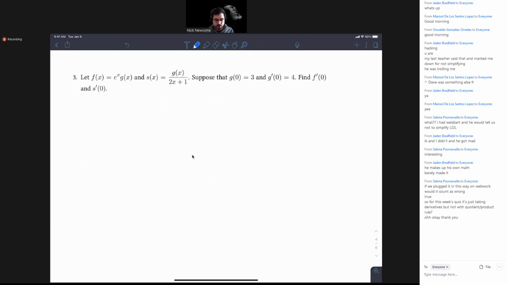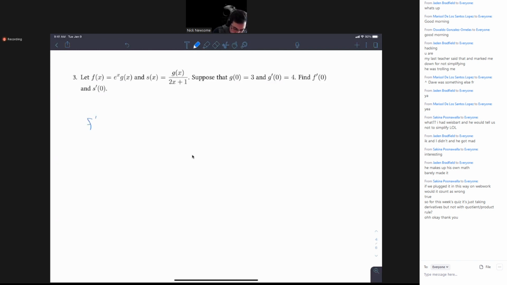Now we'll move on to number 3. So we have a similar kind of problem to what we did before. We're given this function f and this function s written in terms of this function g. We don't know what the function g is, but that's okay, because we know what it does at 0. And we're asked to figure out f prime and s prime of 0. So we're going to do the exact same thing, except here, instead of a general quotient and a general product, we actually have a little bit more information. We have specific functions.